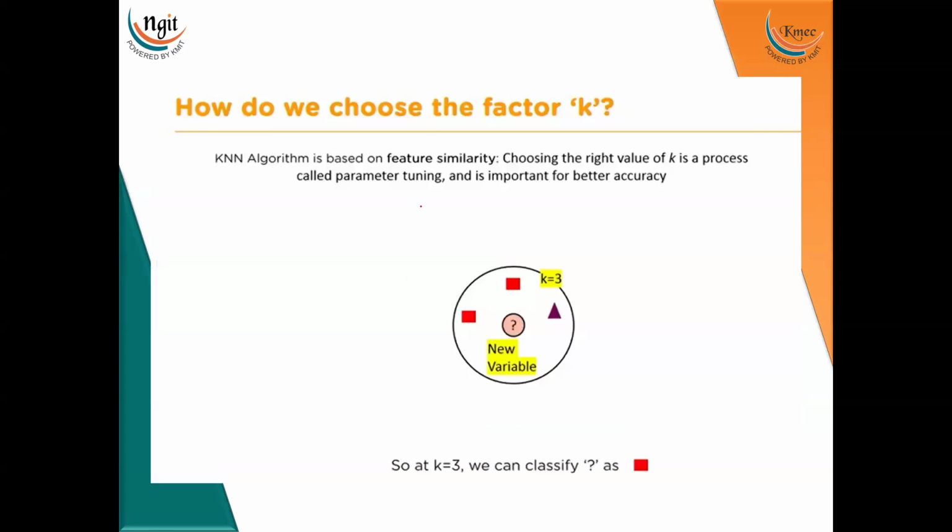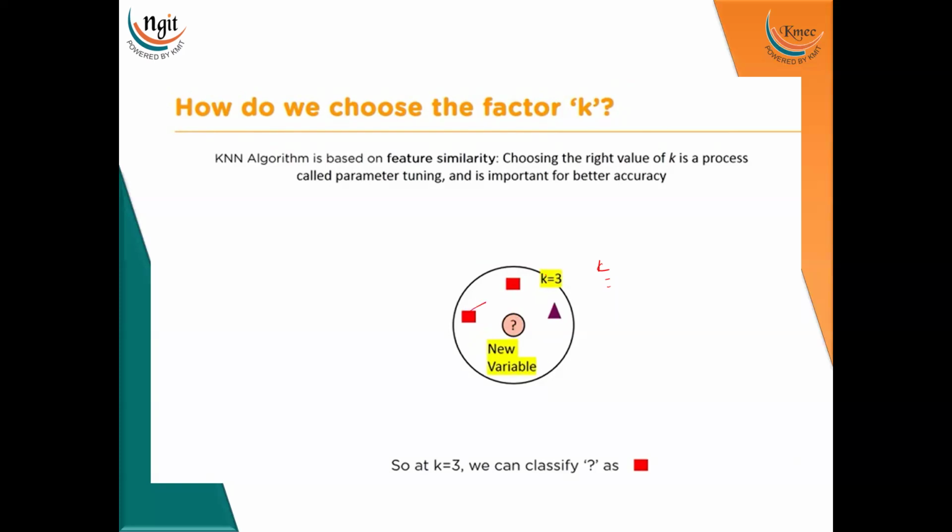Then the important point regarding KNN is how do we choose the value of K? The KNN algorithm is based on feature similarity, and choosing the right value of K is a process generally called parameter tuning, and it is important for better accuracy. See here, there is a new data point, and we have taken K equal to 3. When we take K equal to 3, the majority says that it is red color.